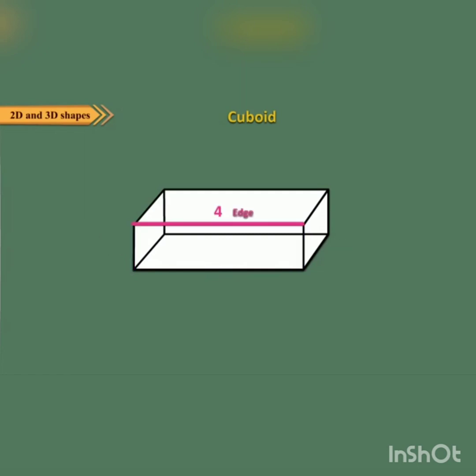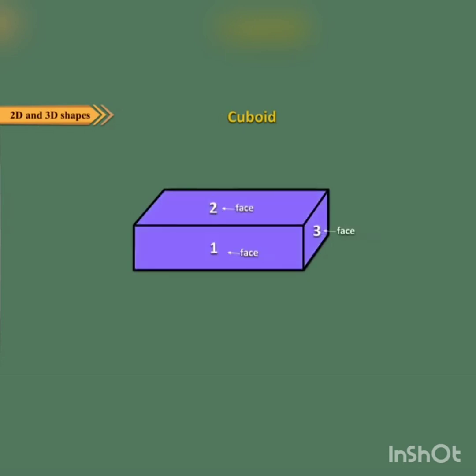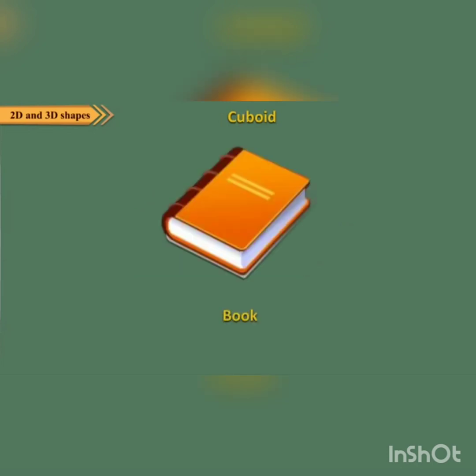A cuboid has 12 edges: 1, 2, 3, 4, 5, 6, 7, 8, 9, 10, 11, 12. So it has 12 edges and 8 vertices. See in the picture, there are 8 vertices and it has 6 faces. These are the faces, 1, 2, 3. Only these faces are visible, and the remaining 3 faces are not visible when you see the diagram.